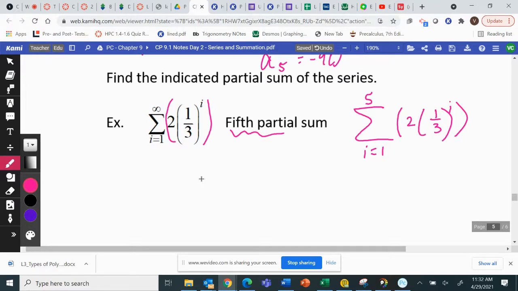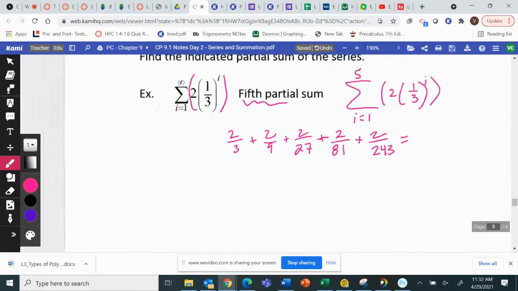So we'll have 2/3 plus 2/9 plus 2/27 plus 2/81 plus 2/243. We're not going to do that by hand right now, okay? But that's what you would add together for that fifth partial sum. Got it, Nairi?